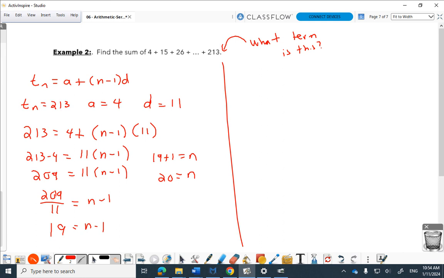Now I can switch over and go, Sn equals, which formula? Oh, the second one. The first one would work. You can use the first one, but just in the interest of trying out the second one, the second one says, just do that. So the sum of 20 terms is 20 over 2. Take the first term and add the last term.